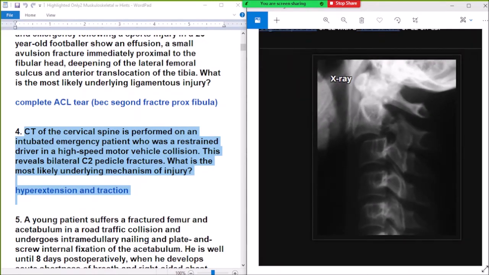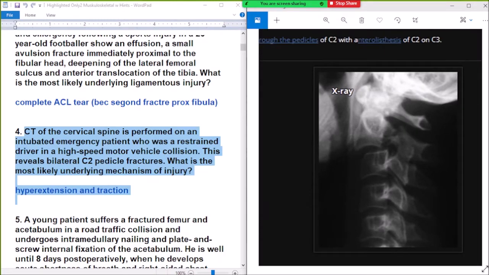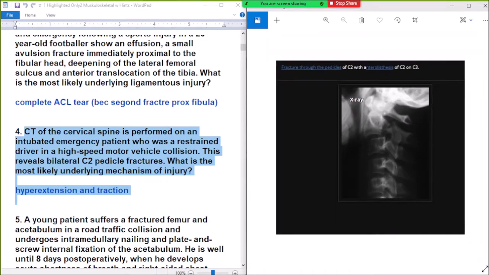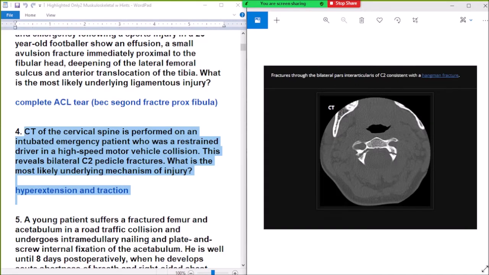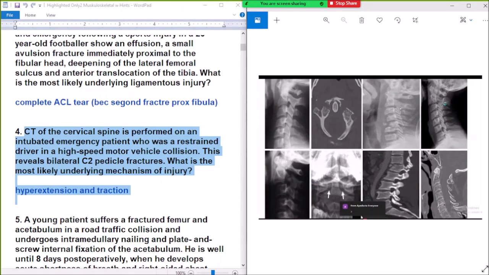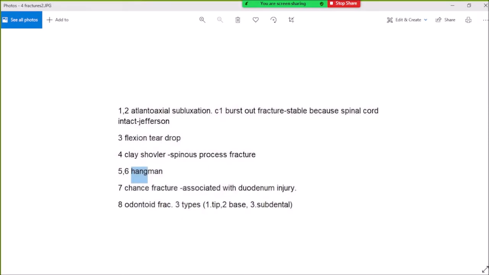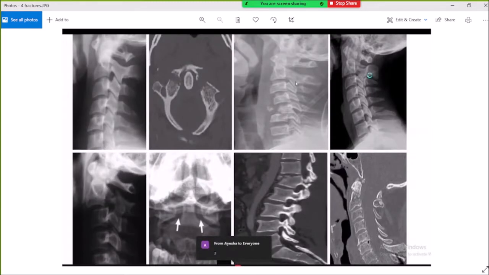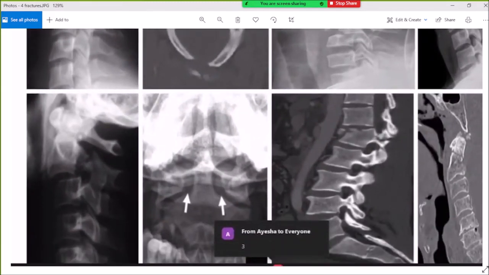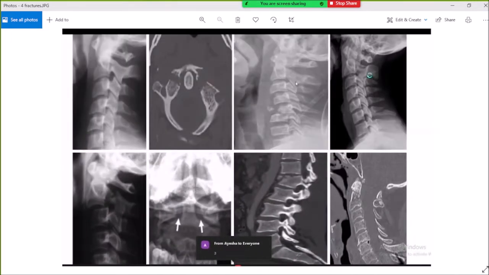Notice the patient, look at the C2 vertebra and the lower vertebra. So obviously the patient has gone into hyperextension and then traction, hyperextension and traction upwards. So bilateral C2 pars fracture. And then there are fractures at C5, C6. These two are Hangman fractures: bilateral C2 pars fractures, Hangman fracture.